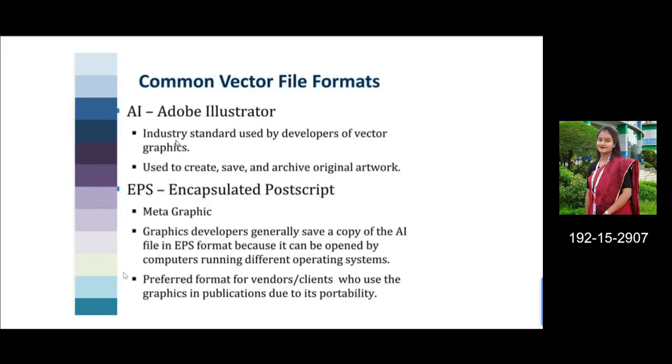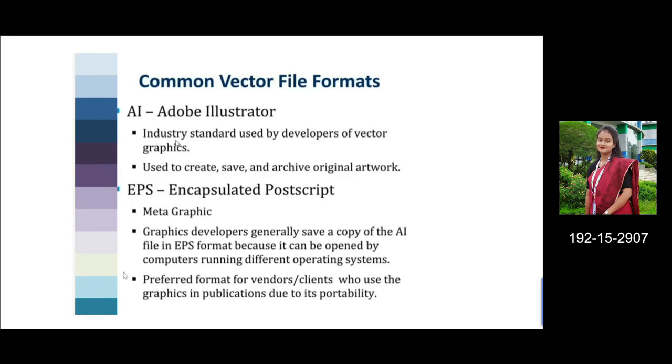I am Satya. My ID is 192152907, and I'm going to talk about common vector file formats. The most common types of vector files are AI, Adobe Illustrator; EPS, Encapsulated PostScript; PDF, Portable Document Format; and SVG, Scalable Vector Graphics. First of all, AI, which stands for Adobe Illustrator, is the proprietary Adobe file type for vector images. It is the industry standard used by developers of vector graphics to create, save, and archive original artwork.